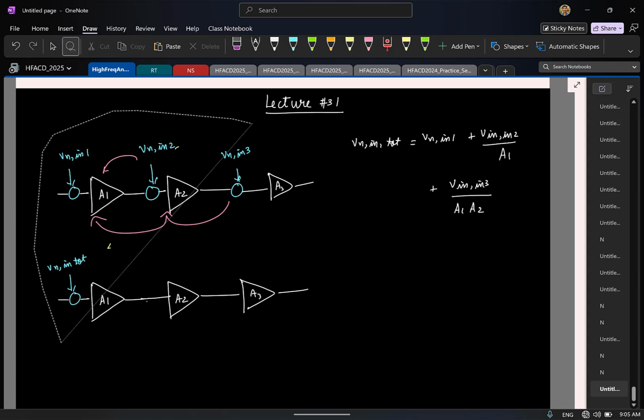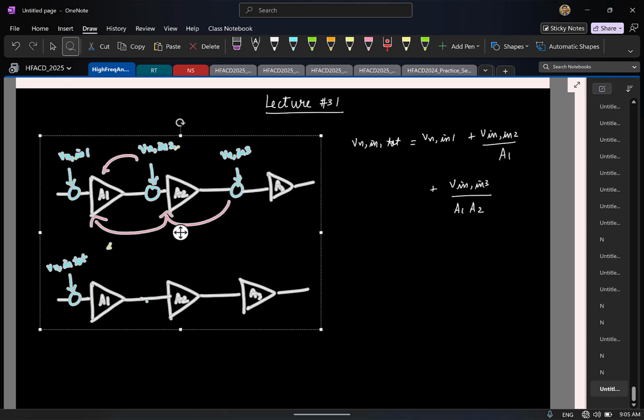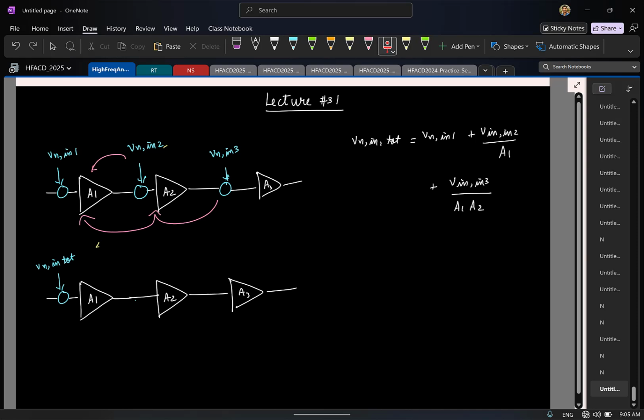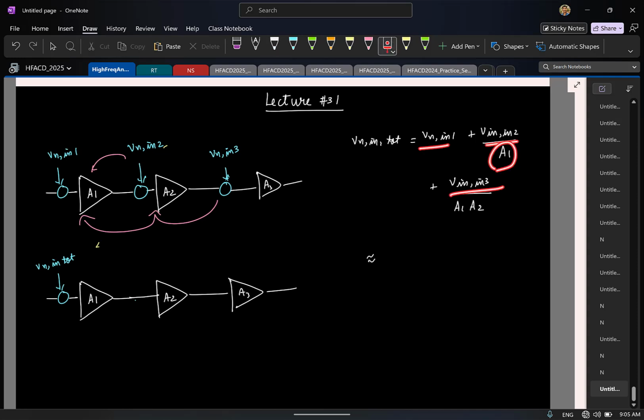And in such a multi-stage structure, let us say in a multi-stage op-amp, the maximum gain is coming from which stage? First or first two stages. So how can I approximate this further as for all practical purposes? I have Vn in 1, Vn in 2 by A1, Vn in 3 by A1, A2. So how can I approximate it as? Just Vn in 1.